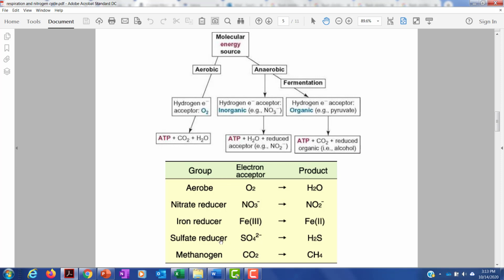Here's where the book touches on these two guys: hydrogen sulfide, the H2S, and methane, CH4. After the oxygen and these other potential electron acceptors are depleted, anaerobic bacteria will come in and use sulfate. There's probably some sulfate in the water. The bacteria will use sulfate to facilitate this reaction of breaking down that organic matter. When they do that, they produce hydrogen sulfide. That's the rotten egg smell.